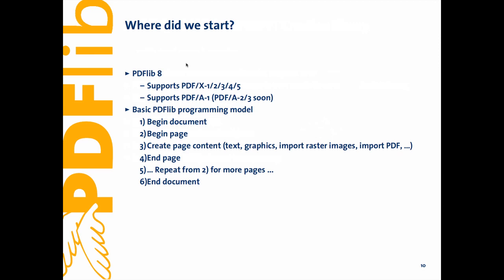And then in that context, you can create page content with text, graphics, raster images, whatever. And when you're finished with the page, you say with an API call that you end the page, and you repeat from step 2 if you want to add more pages to the document. And you finish the document with an API call that says, okay, the document is complete.